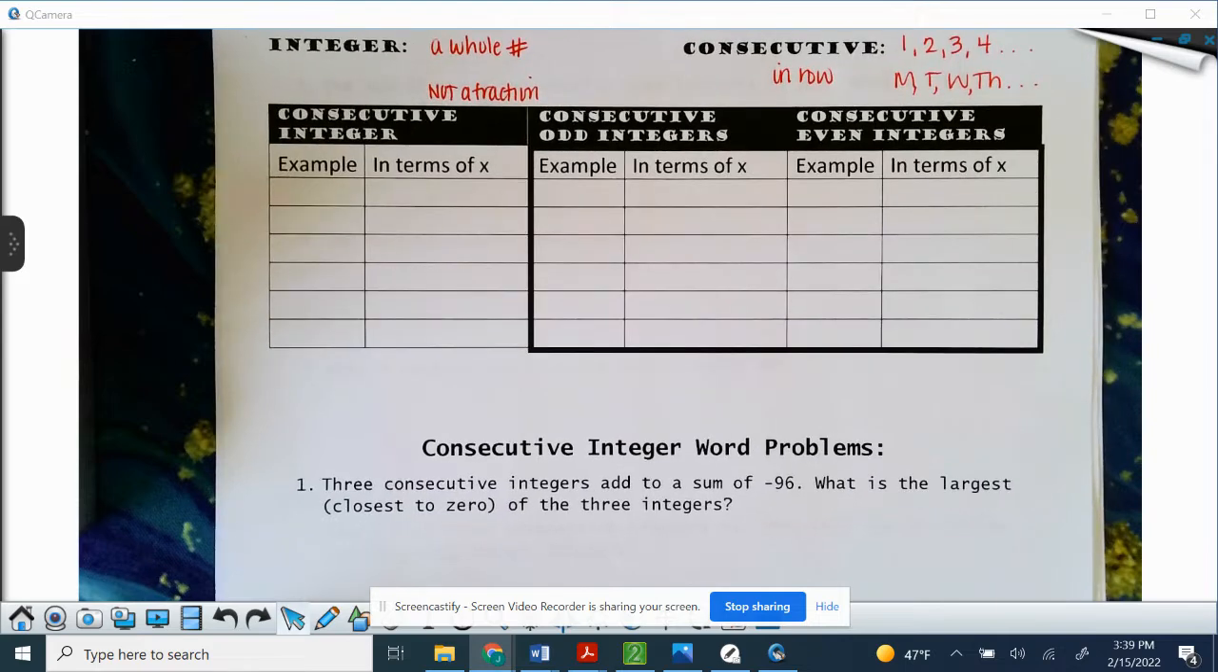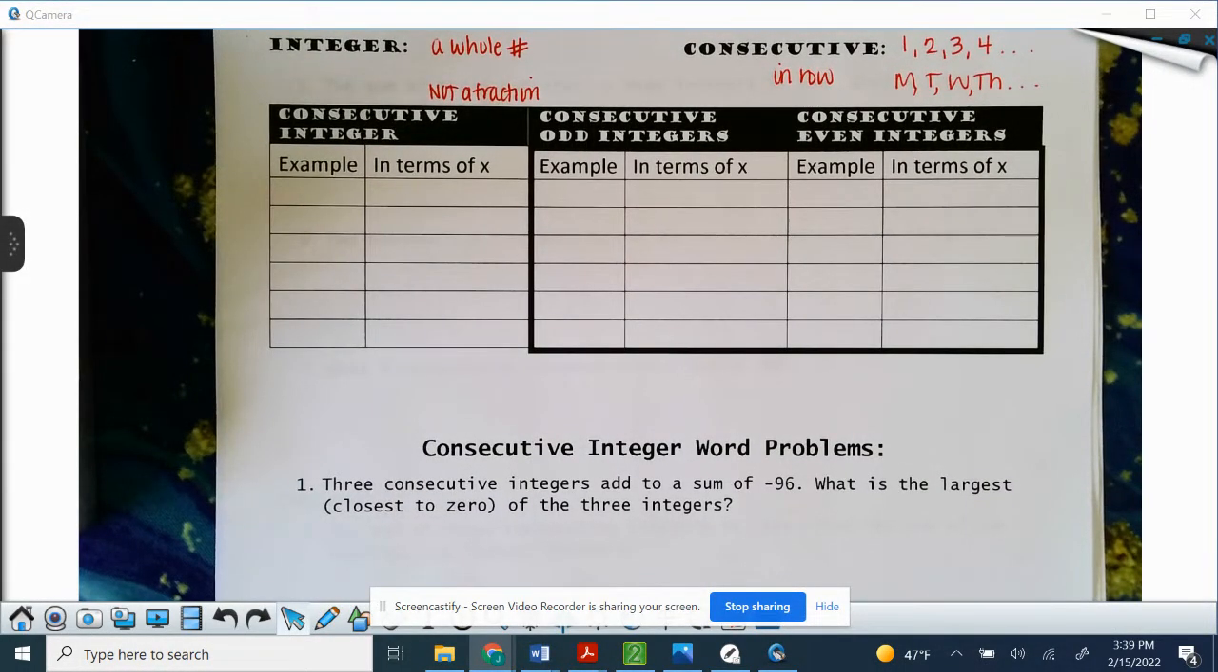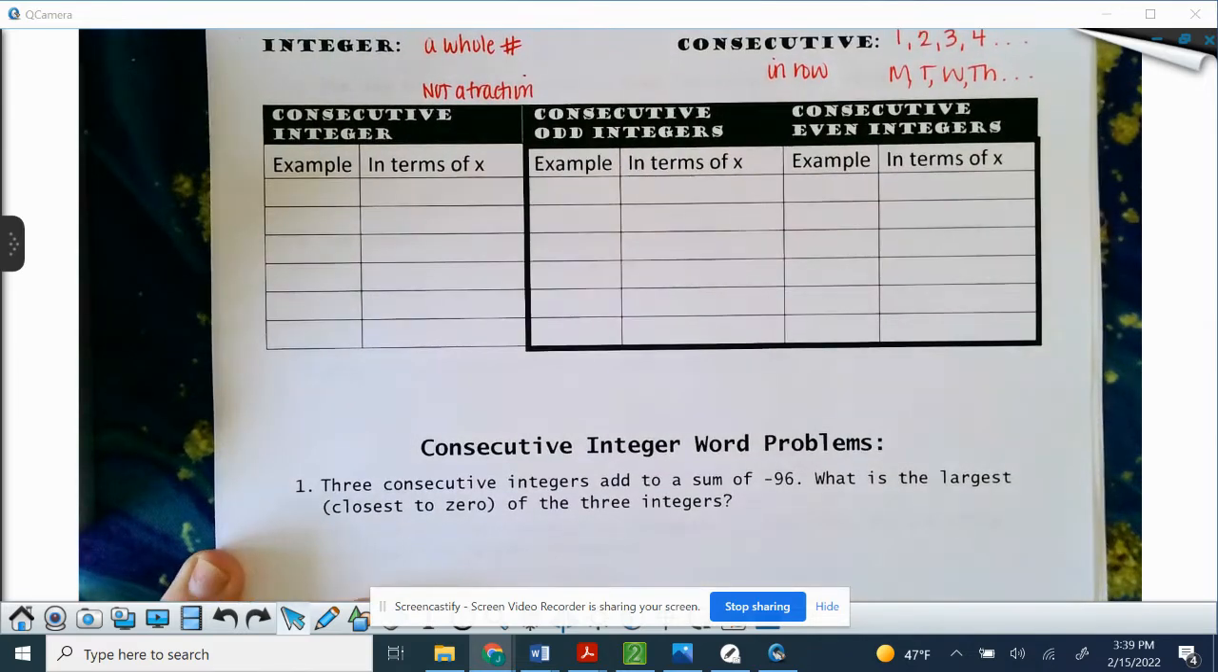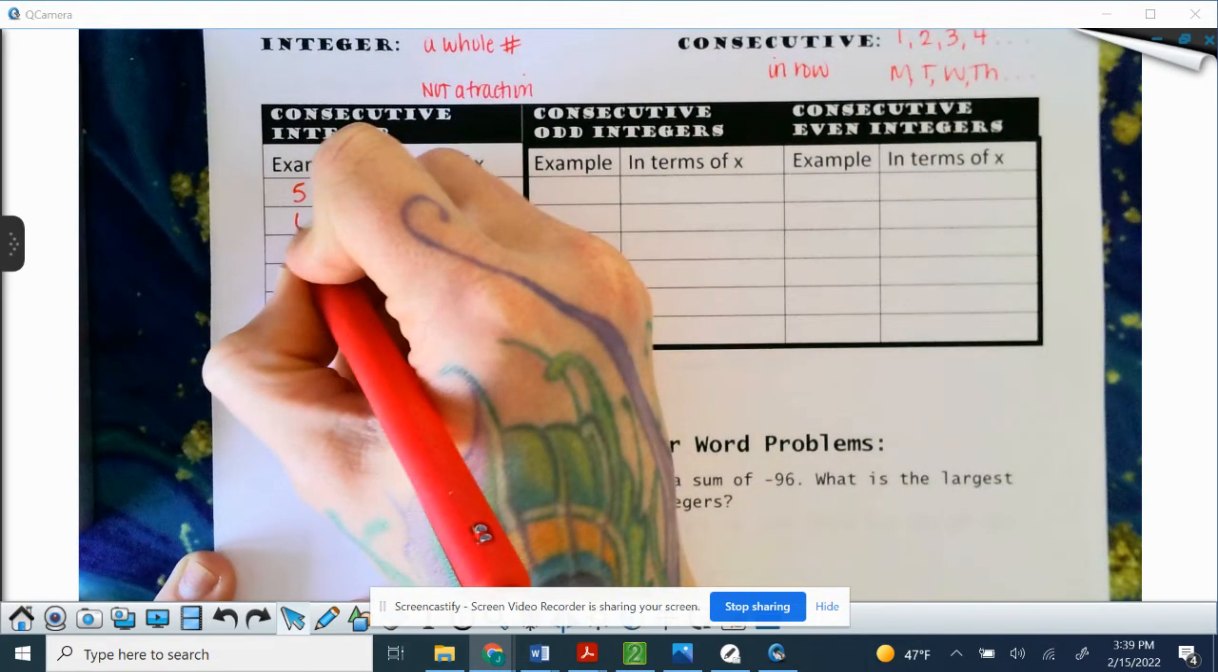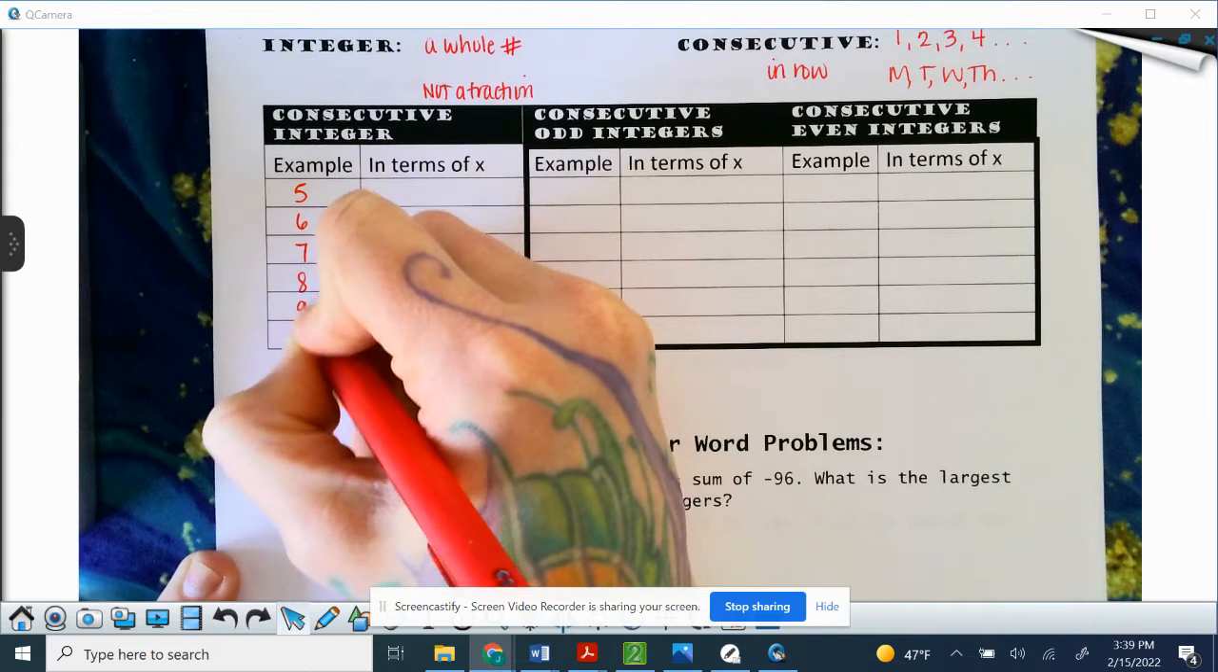These will be word problems, but you have to memorize this little table. Get it in your head. Then you are going to be able to boogie big time. So consecutive integers, you can pick any number. Let's do 5 first. So 5, 6, 7, 8, 9, 10.